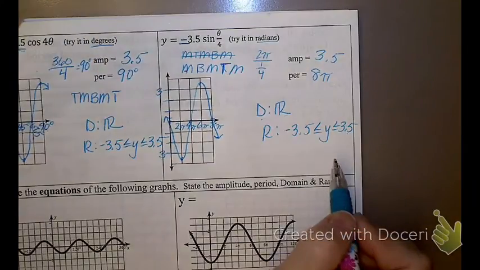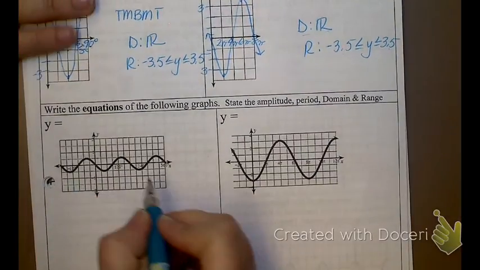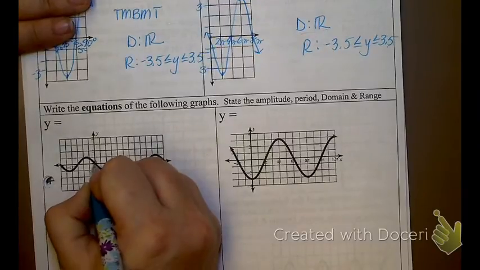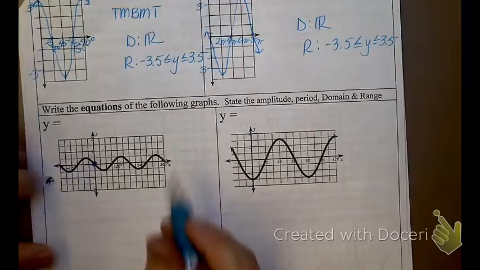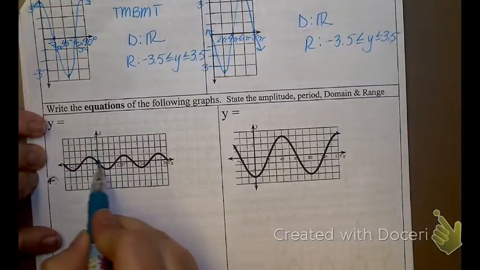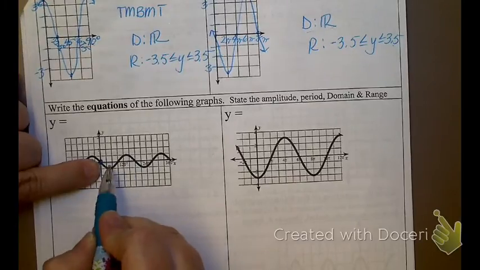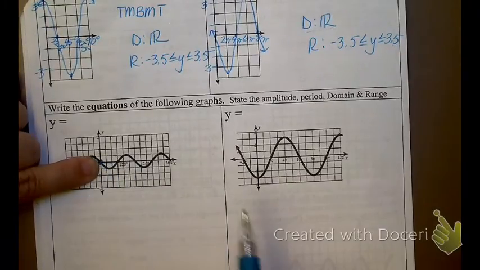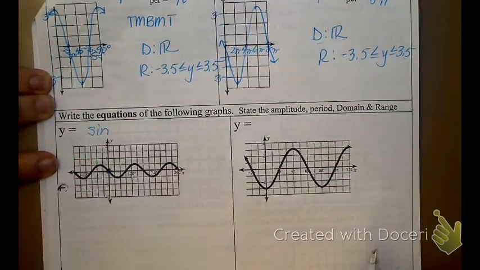Okay. All right, my last two questions here. Write the equations of the following graphs. So looking at this graph right here, if I look first off at the y-axis, we look like we are in the middle on our midline, right? In the middle. Our amplitude goes up and down from this location. So since we are starting at the middle, we have a sine graph.